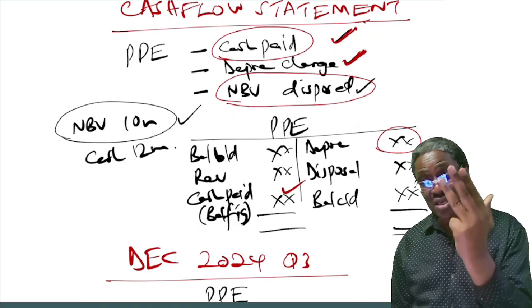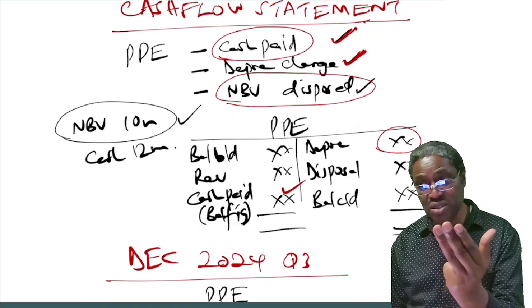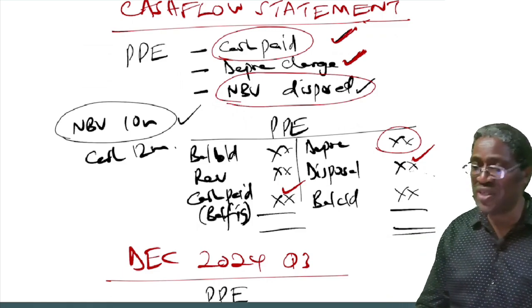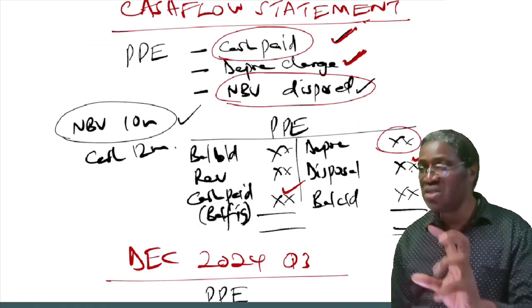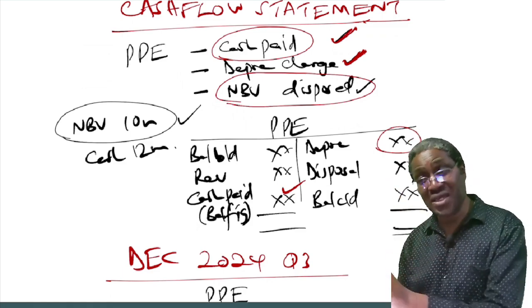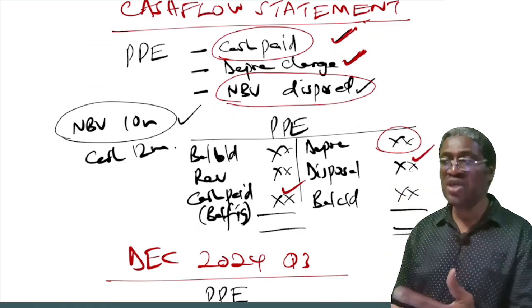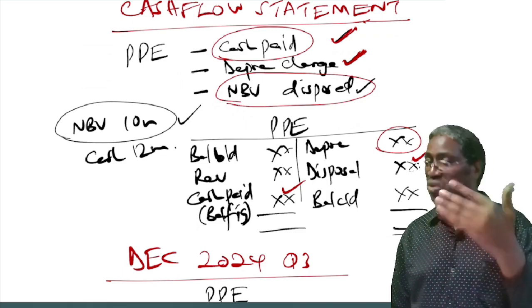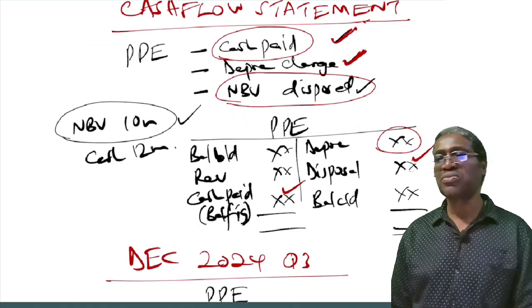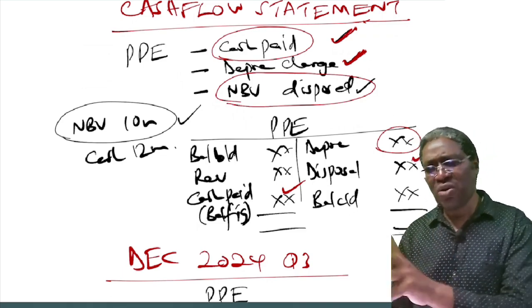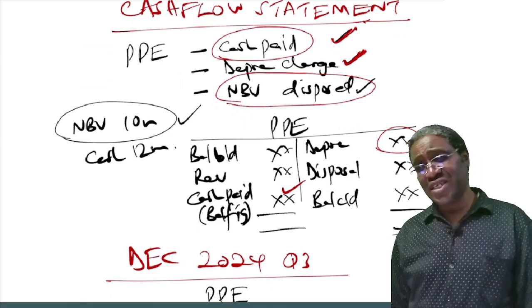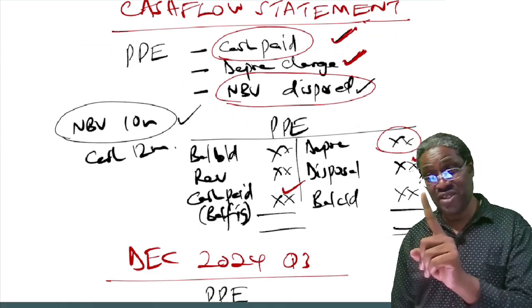One of them, I said, cash paid to acquire new ones, it may not be given. Two, the depreciation charge for the year may not be given. You need it. Three, any net book value of a disposed asset. You may need it to help you get the gain or loss on disposal. Also, I told you to get any one of them, if only one is not given.